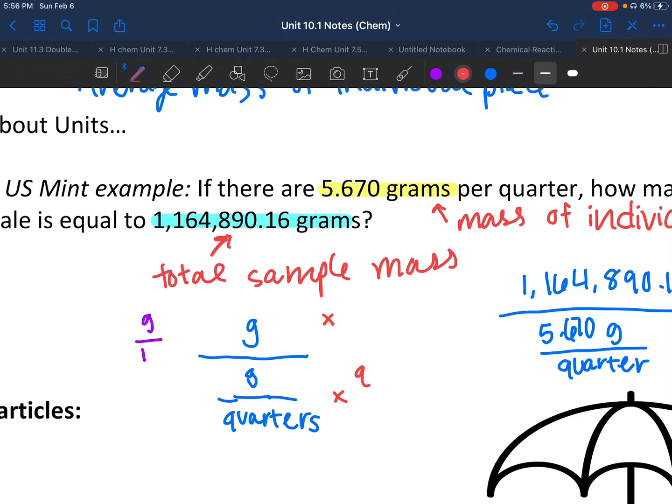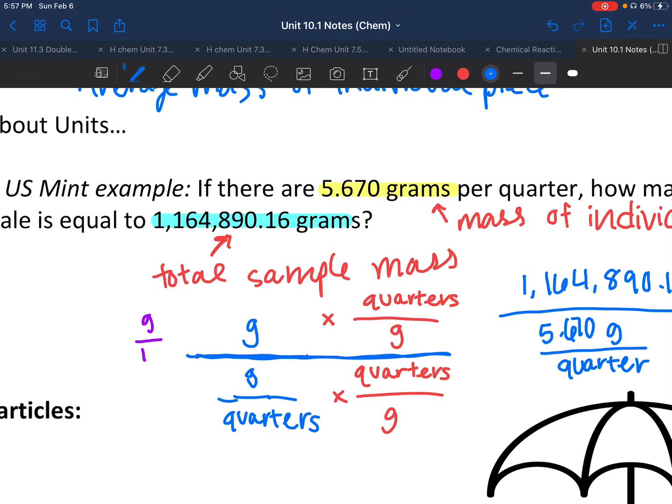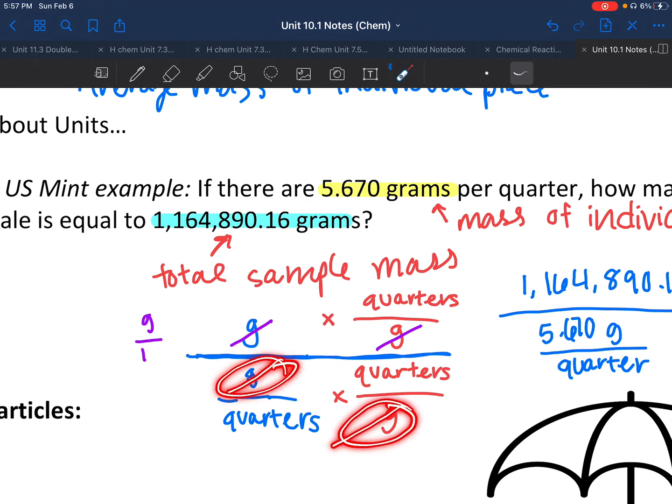So you end up having quarters over grams, multiplying on the top and the bottom. And so if you think about this, you're multiplying by 1, right? And so what you end up having is, if you look at each, like a top and bottom equation here, that we know this grams is going to cancel with this one, right? So I'll use purple here to show that these cancel. And then on the other hand, everything on the bottom cancels. This and this cancel each other.